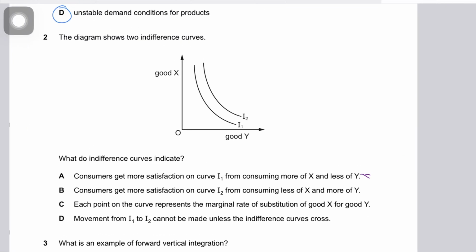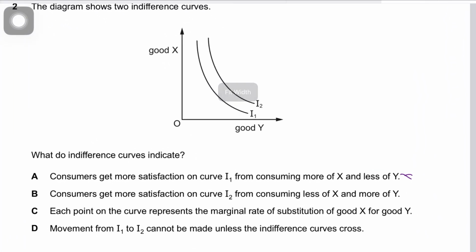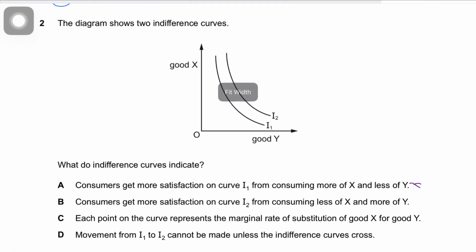Question number 2, the diagram shows two indifference curves, I1 and I2. What do these indifference curves indicate? Now, when you're reading these options, remember to read carefully and understand every option before you jump to a conclusion. Don't just mark an answer without giving it a second thought, unless it's just a simple definition or the answer is written on the face of the MCQ.